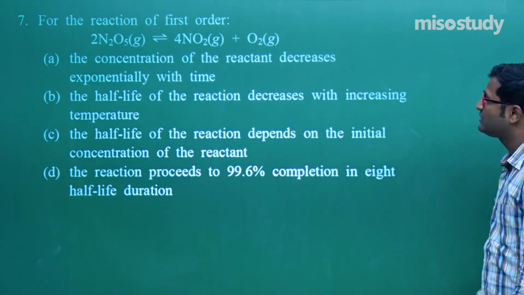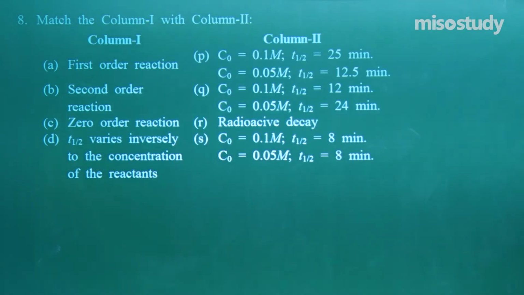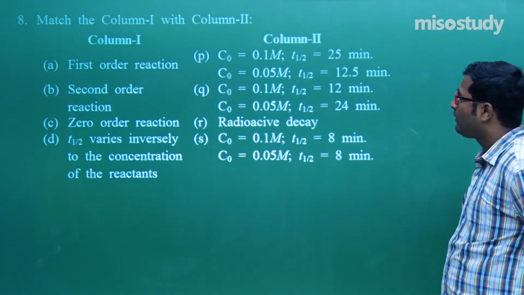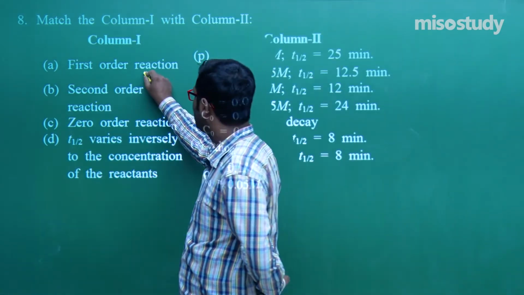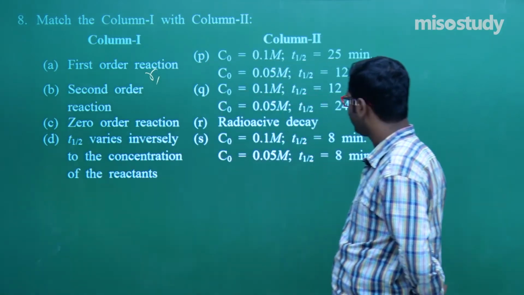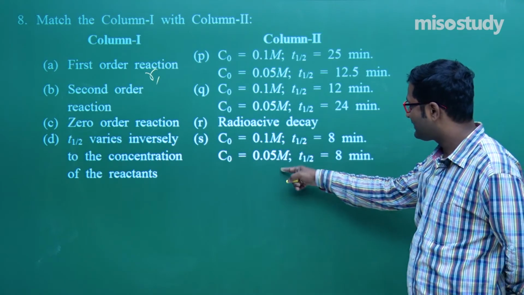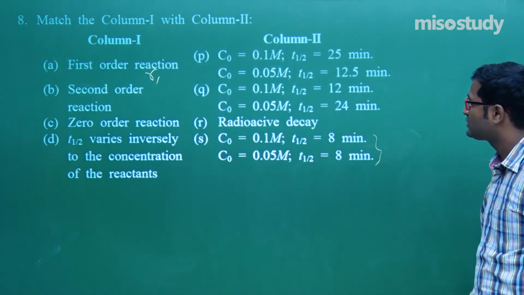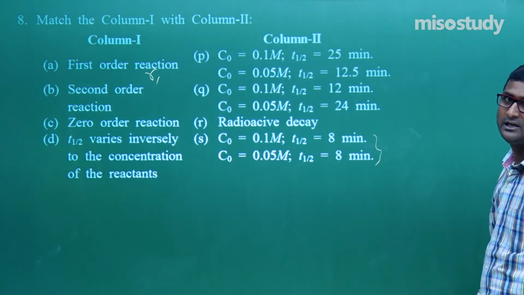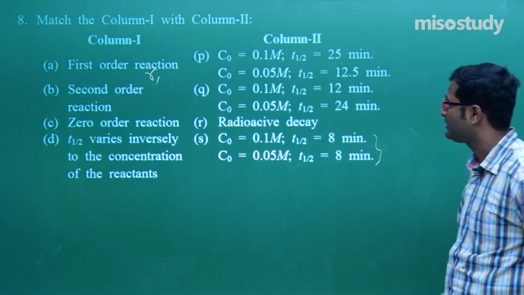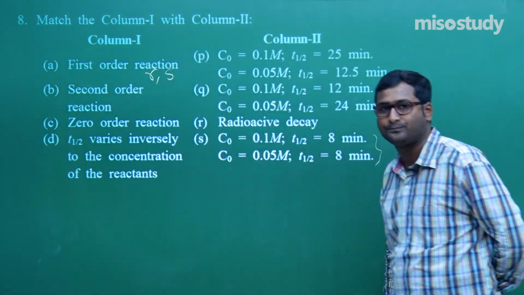That is question number 8. Match the following. First order reaction. As we know, radioactive decay is a first order reaction. So for A, R is the first choice. Second one, look at the concentration changes but T half does not change. We know in a first order reaction the half life period is independent of the initial concentration. So for A, R and S are the correct options.